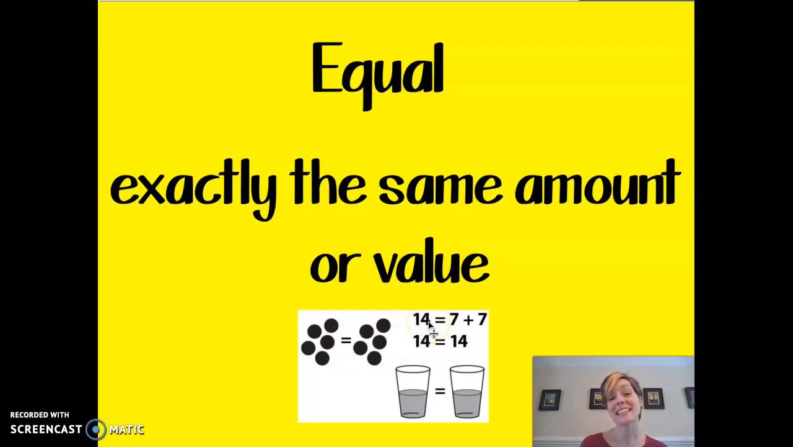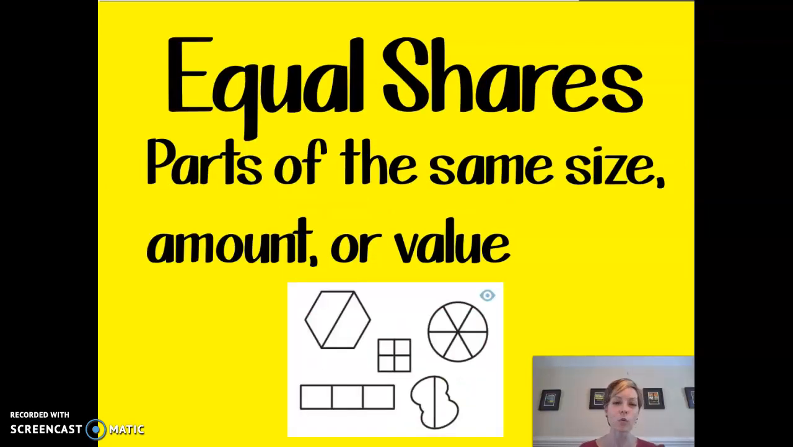14, that has the same value as if I added 7 and 7, which is also 14. Those two things are equal. And these two cups down here, they have the exact same amount of liquid. Those are two equal amounts. Now, when we say equal shares, that means we have parts or pieces that are the same size, the same amount, or value. So there are some pictures of shapes at the bottom of the screen. They've been cut into pieces, and each piece is the same size.